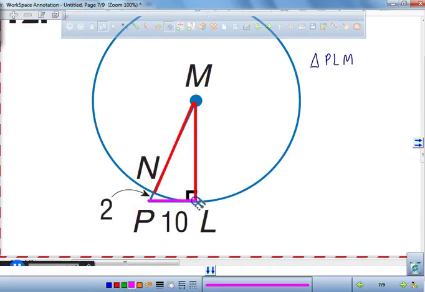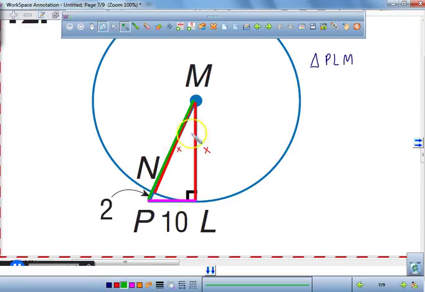Those are both radii of the circle. And you also need to know what the hypotenuse of this right triangle is equal to. All right? So I'm going to call this x. I'm going to call this x. I'm going to call this green segment from P all the way to M x plus 2. And if this is a right triangle, which it is, you can see the right angle, I know that this side squared plus this side squared is going to equal that side squared.